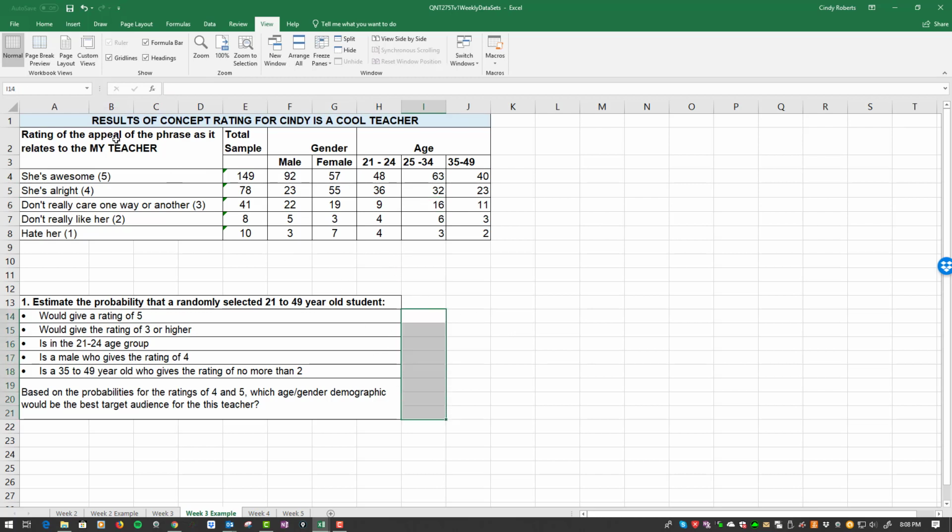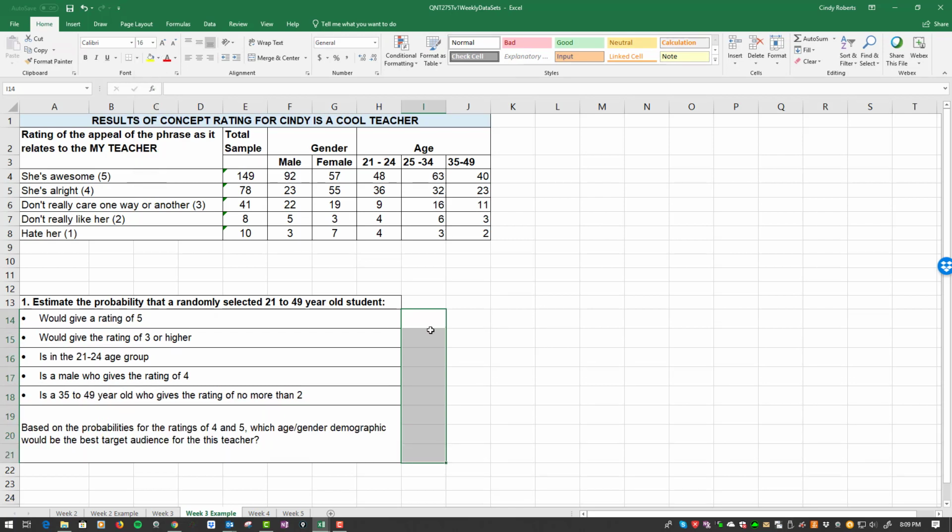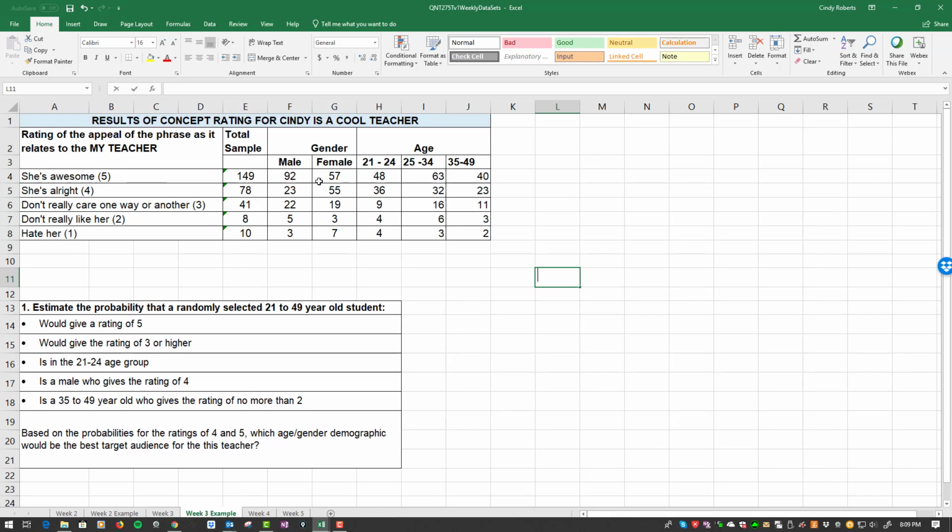Now, the key is to realize probabilities are based on the part. Let's put this over here because this is worth saying: probabilities are based on the part divided by the whole. So the part is, in this case, how many would give a rating of 5? If I look at this, a rating of 5 in my total sample looks like it would be 149.